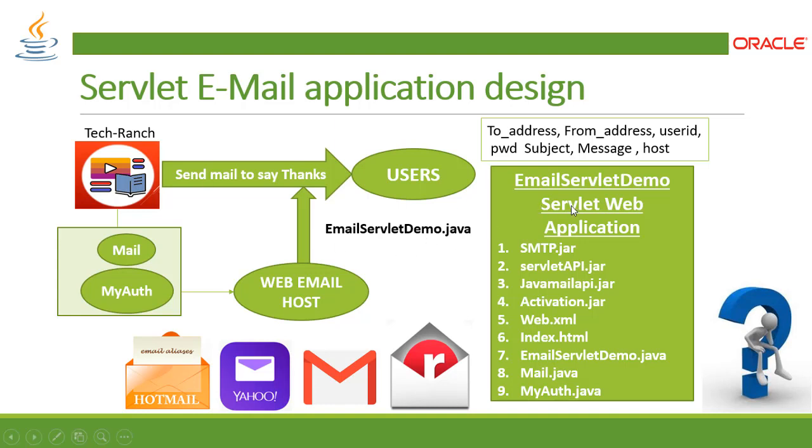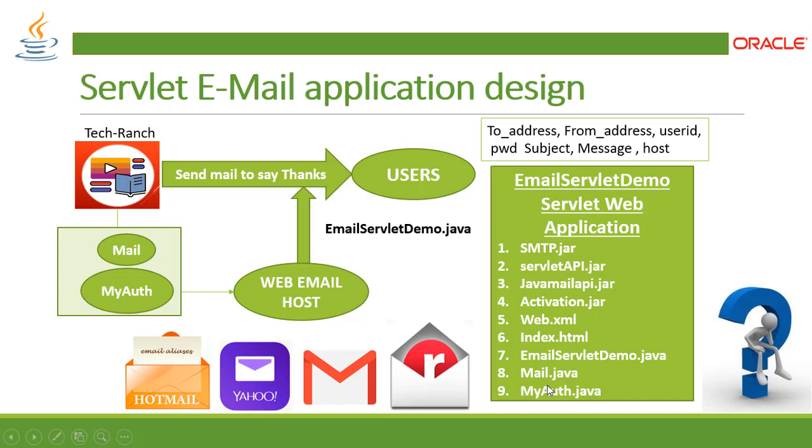If you see the application design here, you have these parameters: to address, from address, user ID, password, subject, message, host. Now, why do we need user ID and password here? Since we are going to use the email service, the web host needs to make sure that you have a validated or verified email address. So for that they need your user ID and password. For validation and verification to provide authorized access, we have to check and authorize the user ID by using myauth.java.